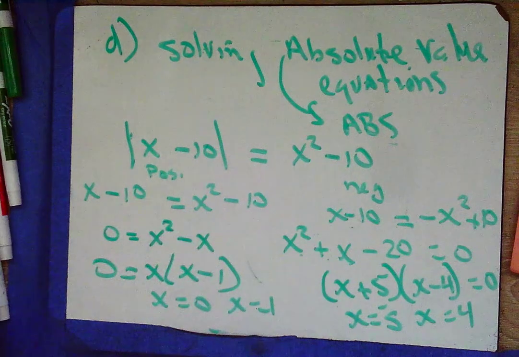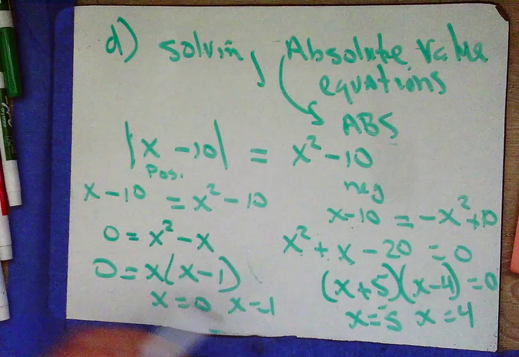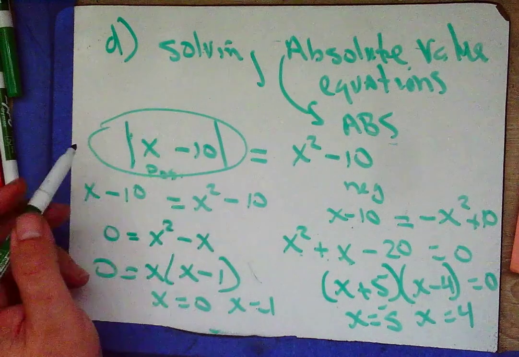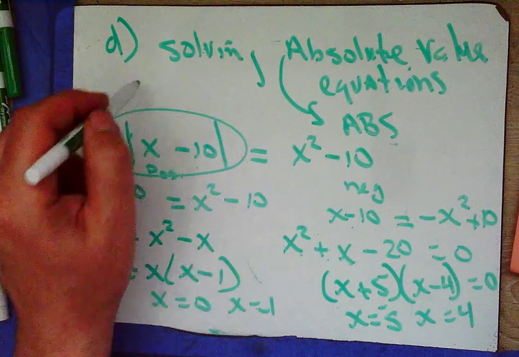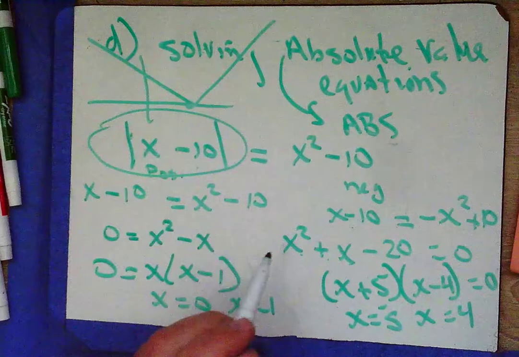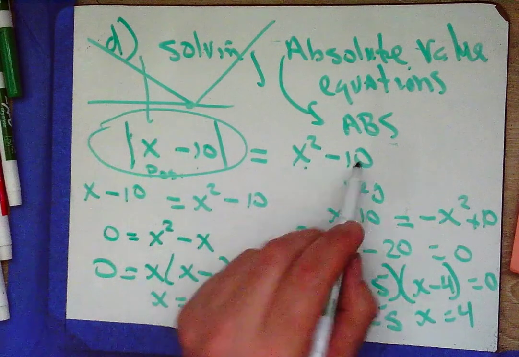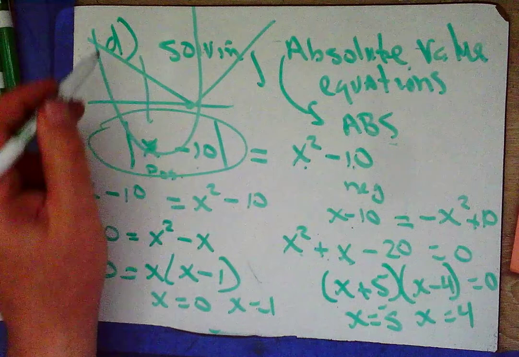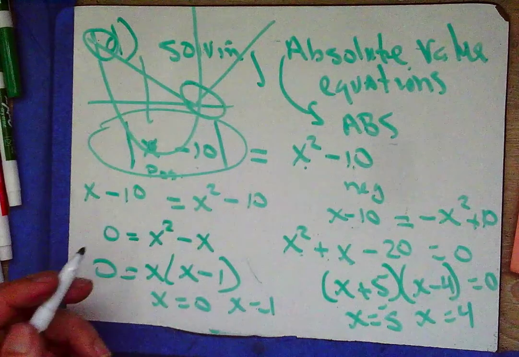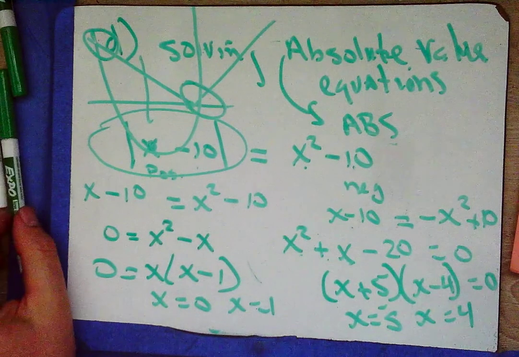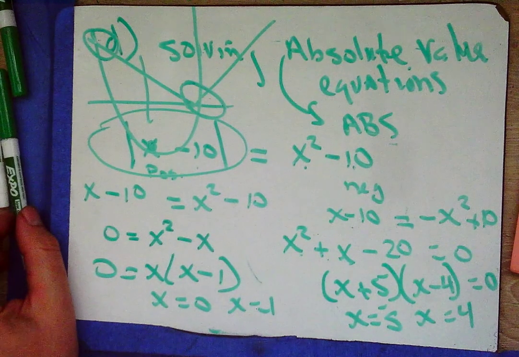But let's check. Hey, let's think about this first, though. Before we pick up the graphing calculator, let's think how many solutions we expect. This is the absolute value V shifted right 10 places. This is a parabola shifted down 10 places. Do you see 4 points of intersection? I don't see 4 points of intersection. So I'm a little concerned about that.